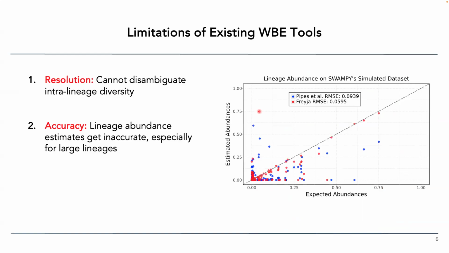The second is that the existing tools use a single signature for all the haplotypes that are within a lineage, and they do not account for diversity within a lineage, resulting in inaccuracies. So here we can see how two of the most widely used tools perform on wastewater samples where we knew the ground truth. On the x-axis, we can see the expected abundances, and on the y-axis, we can see the estimated abundances. And we can clearly see that the root mean square error of the differences in estimated and expected abundances is non-trivial for both of these tools.